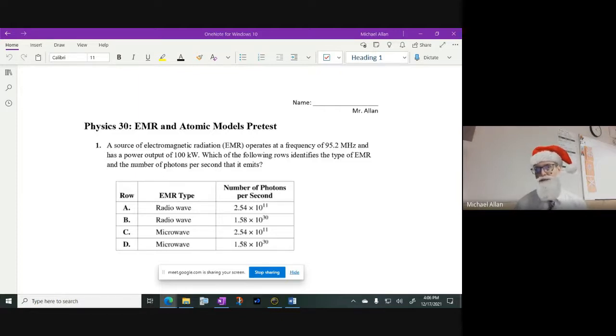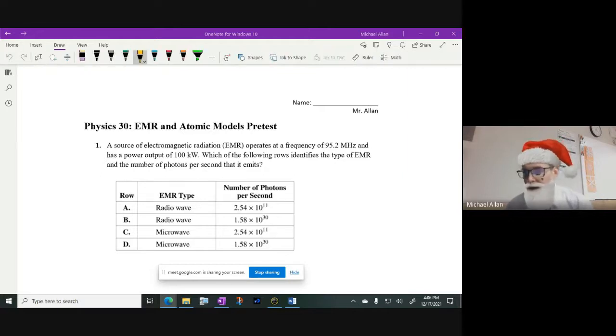All right, let's get started here. So question one, a source of an electromagnetic radiation, EMR, operates at a frequency of 95.2 Sonic, 102.9, or 106.9 Verge radio. Those numbers actually represent the frequency in megahertz of that radio station.